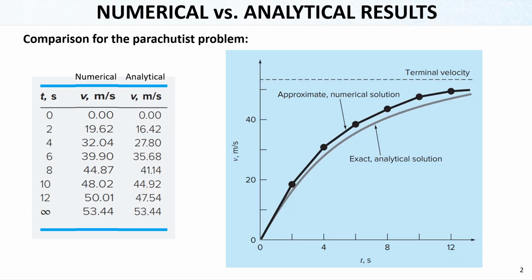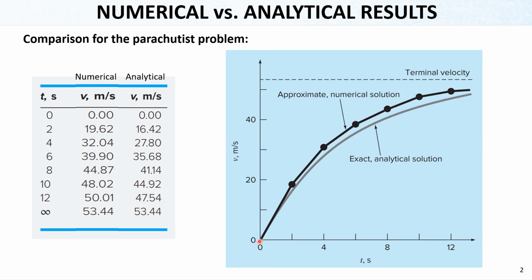In this slide, we are comparing the numerical and analytical results for the parachutist problem. As you can see on the left-hand side, we have analytical results that we calculated before, as well as the numerical results we calculated in the previous slide. And you can see that there is a difference. For example, at second 2, the analytical is about 16, and the numerical is about 19. We can see that this difference exists for all values. But as time increases, the differences get closer.